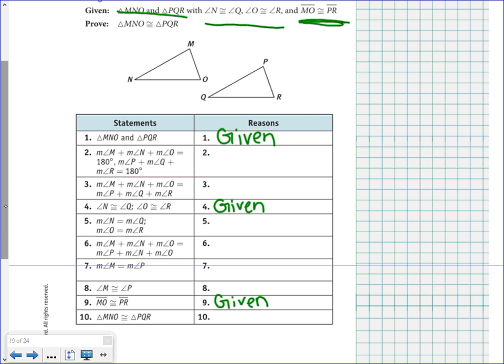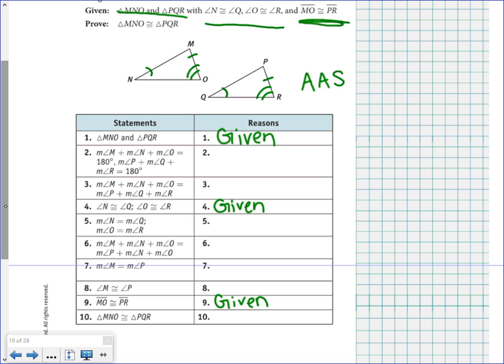Another thing that can be helpful is to actually mark the given information on the figures. So I have angle N and angle Q are congruent. Angle O and angle R are congruent. And I know MO and PR are congruent. So if you look, these triangles are congruent. We see that by angle, angle, side. But we are trying to prove angle, angle, side. So that's why we're not going to go ahead and put angle, angle, side down here. We are wanting to prove that it is true.